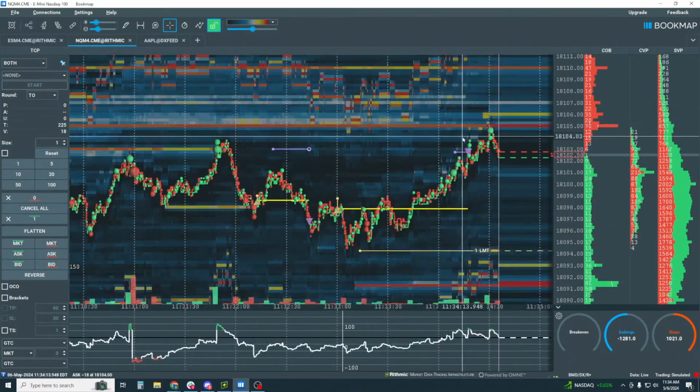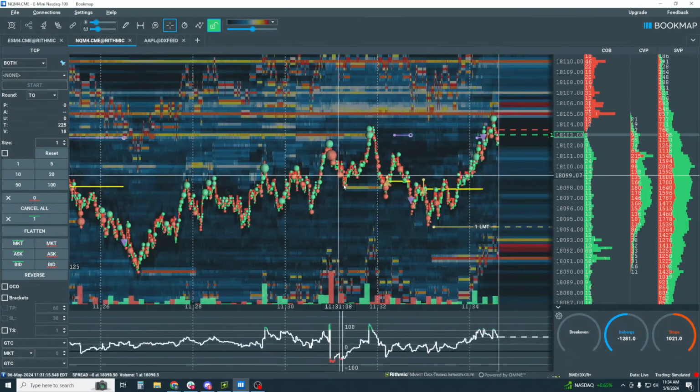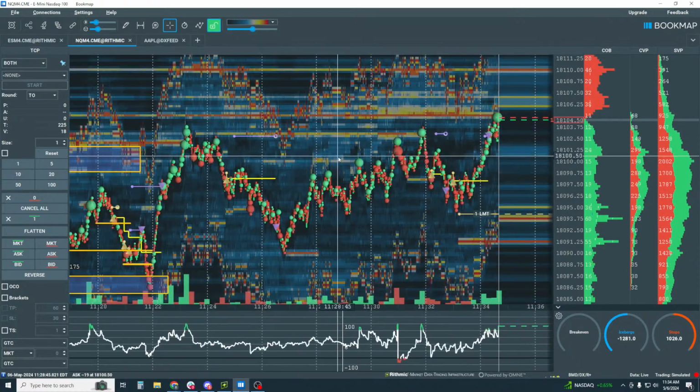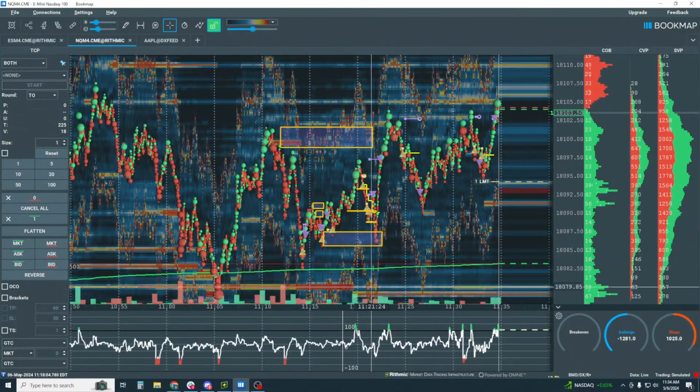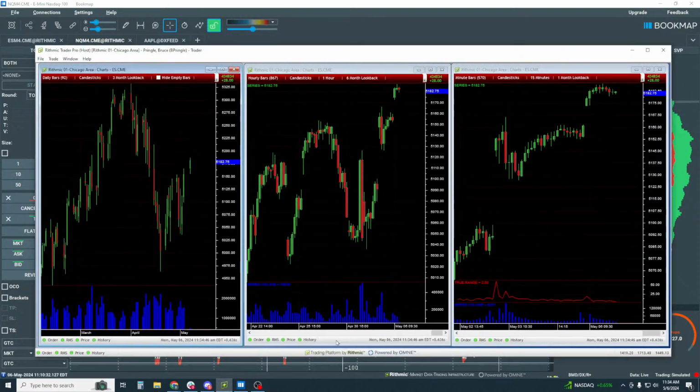Anyway, this is more for range bound days. There's not a whole lot of data. We don't understand the bigger picture. The markets aren't really telling us much. And that's what I'm trying to get back to.